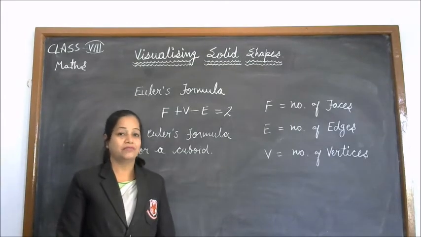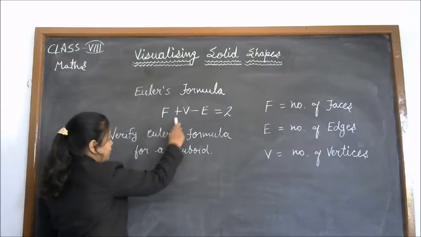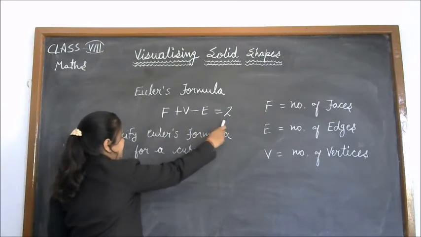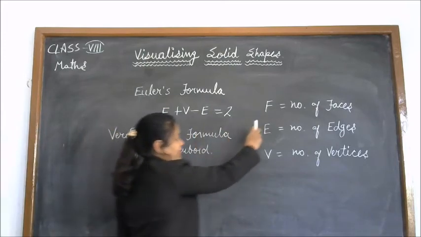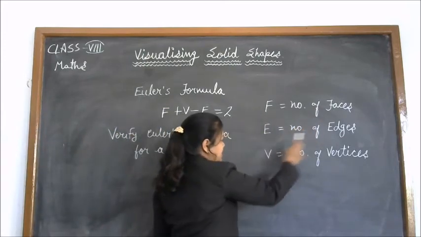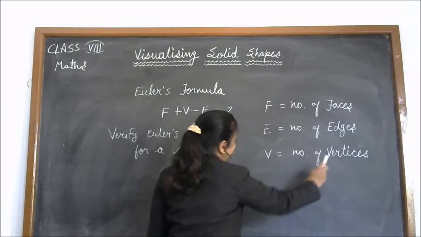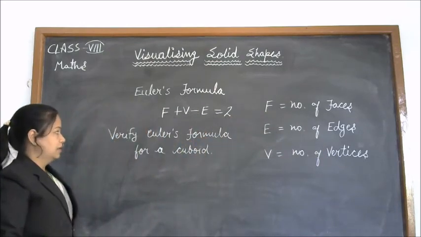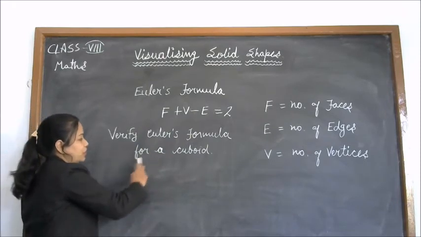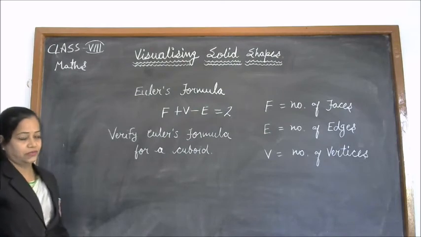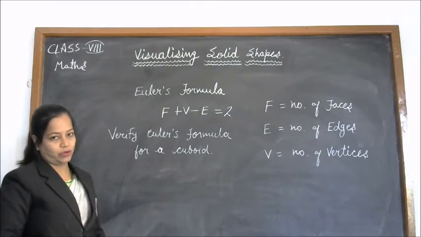Now students, we will see Euler's formula. Euler's formula is F plus V minus E is equal to 2. In this formula, F means number of faces, E means number of edges and V means number of vertices. So we have to verify Euler's formula for a cuboid.